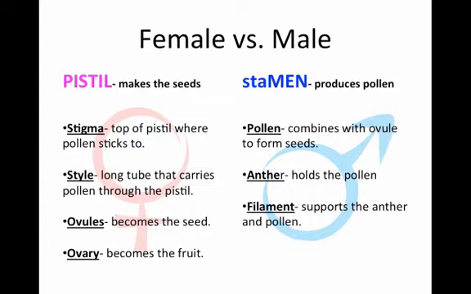So within the pistil, we have a stigma, a style, the ovules, and an ovary. So going back to the stigma, that is the top of the pistil where the pollen sticks to. And here in a second, I'm going to show you a diagram so you can be able to see these deeper. The style is a long tube that carries pollen through the pistil. The ovules are what becomes the actual seed. And then the ovary becomes the fruit.